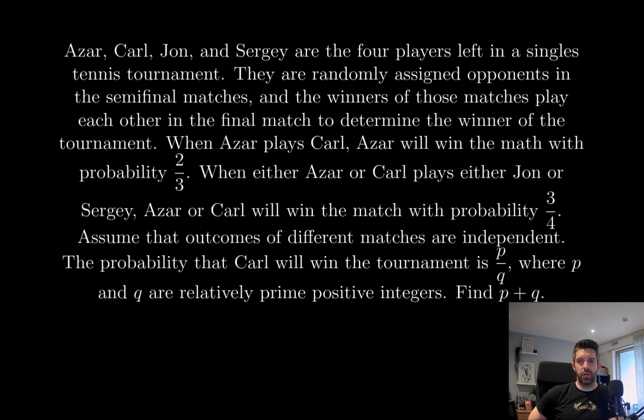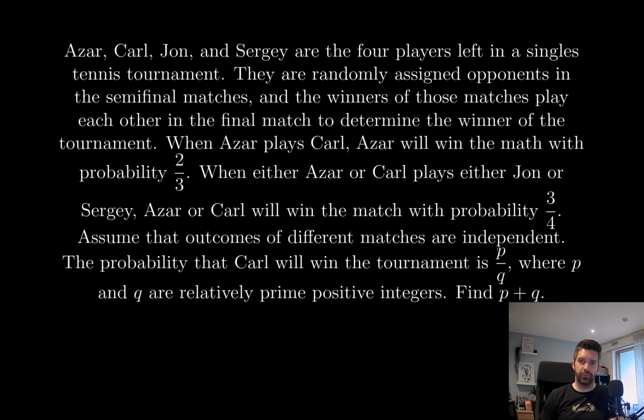Azar, Carl, John, and Sergey are the 4 players left in a singles tennis tournament. They are randomly assigned opponents in the semifinal matches, and the winners of those matches play each other in the final match to determine the winner of the tournament.